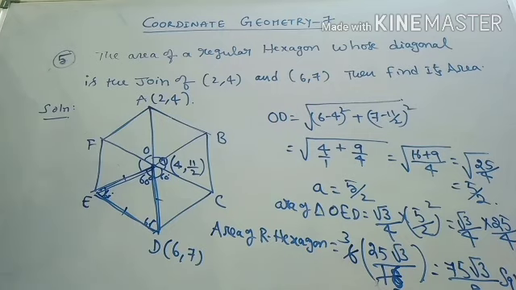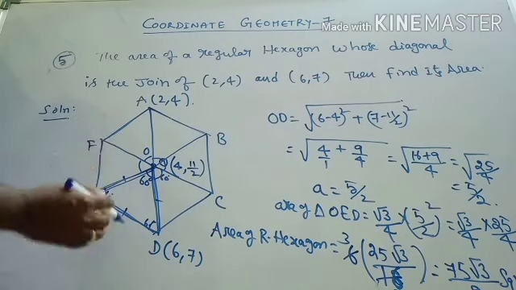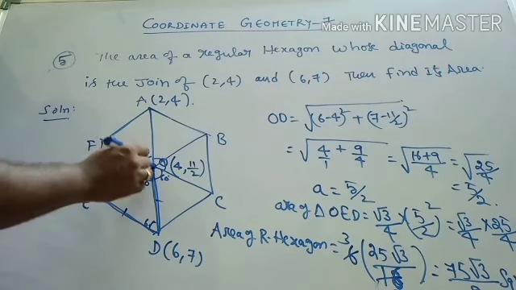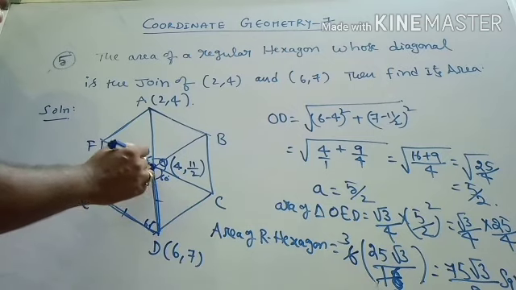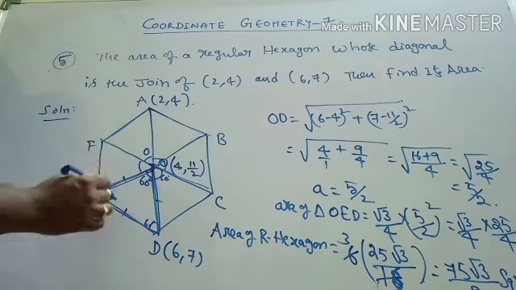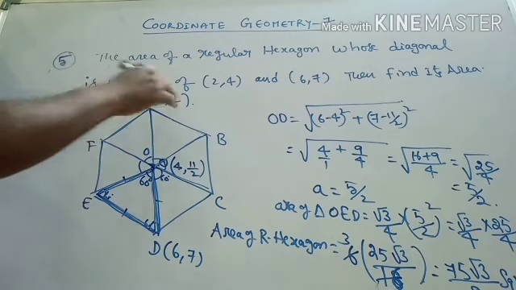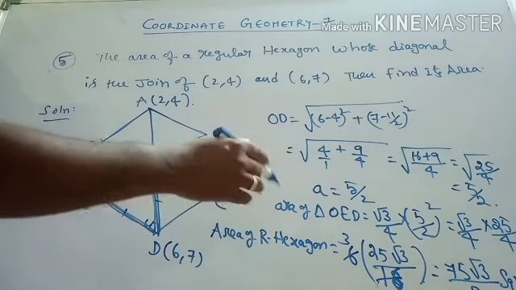How we did this is a very simple and basic problem. They gave 2 vertices, which means this is the length of the diagonal, and the center is nothing but the midpoint of AD. That's why using the midpoint formula we found the center of the regular hexagon, and we know that the regular hexagon can be divided into 6 equilateral triangles. If you find the area of one equilateral triangle, 6 multiplied by that will give you the total area of the regular hexagon.